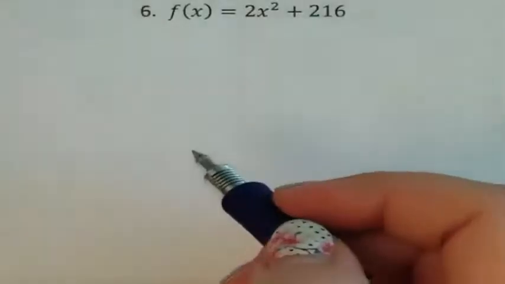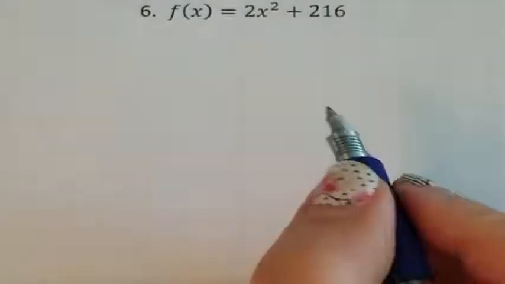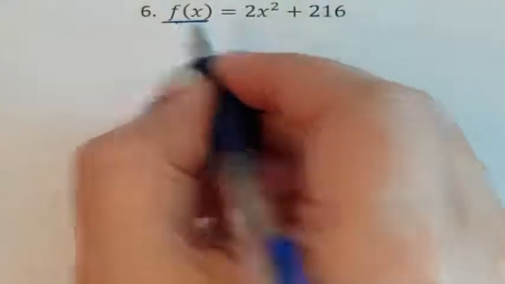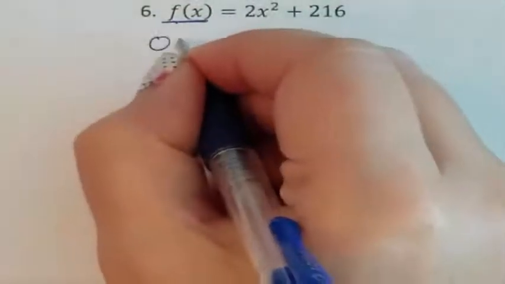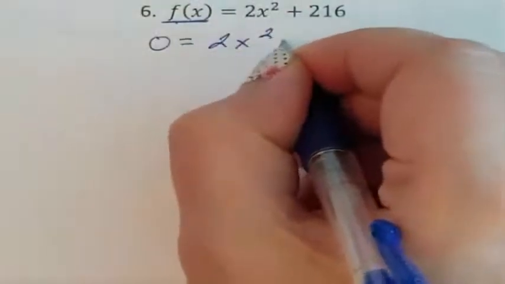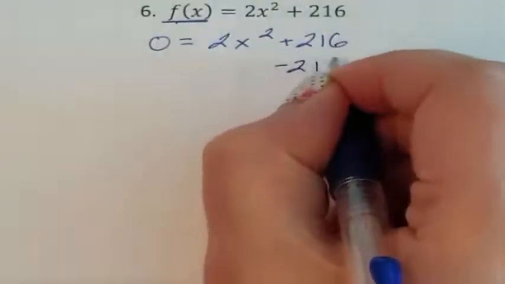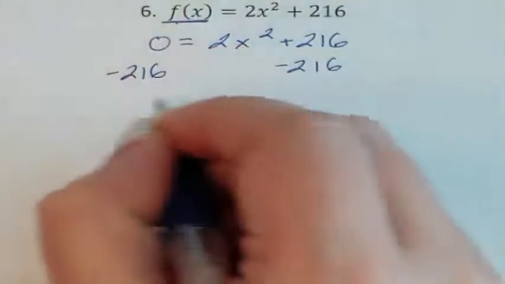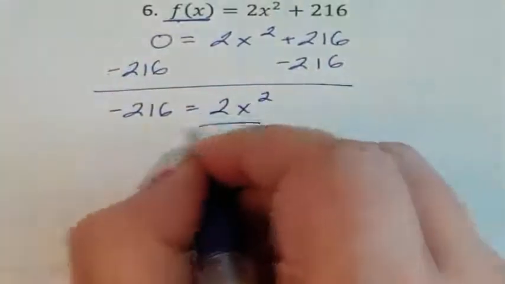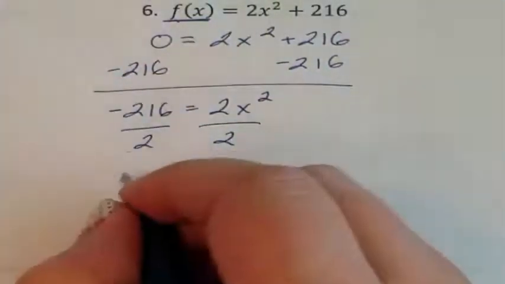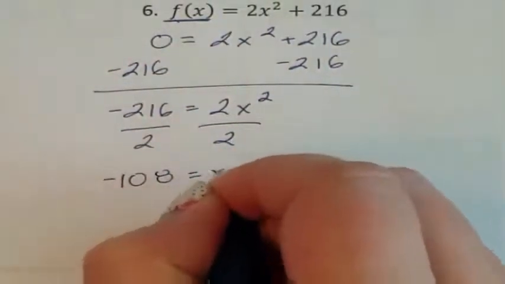Problem number 6, last problem. I'm asked to find the zeros. If you're asked to find the zeros, that means this guy right here is supposed to be 0. So I have 0 equaling a 2x squared plus 216. I need to get x squared by itself, so we're going to subtract 216 from each side. Divide both sides by 2. I have negative 108 equaling an x squared.